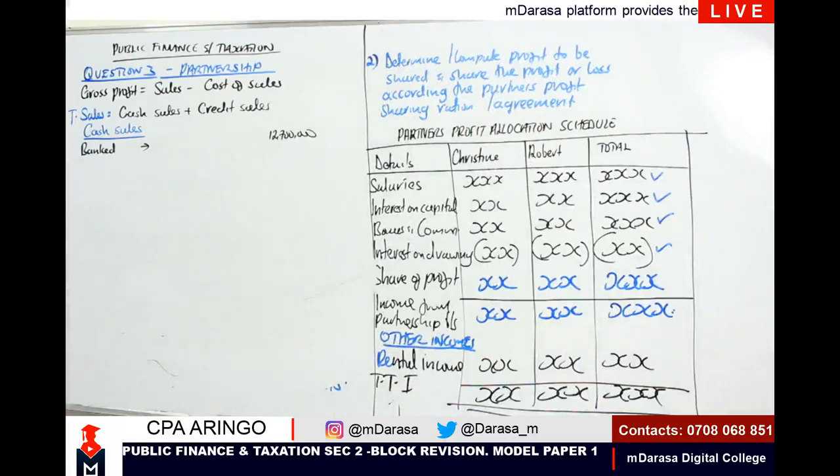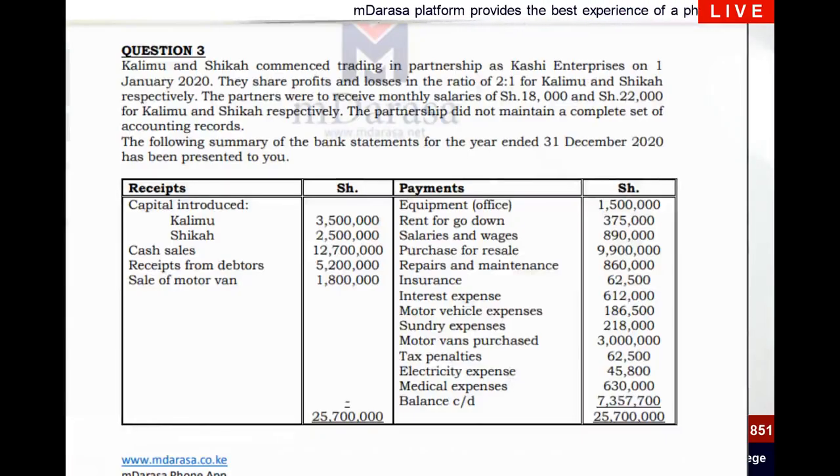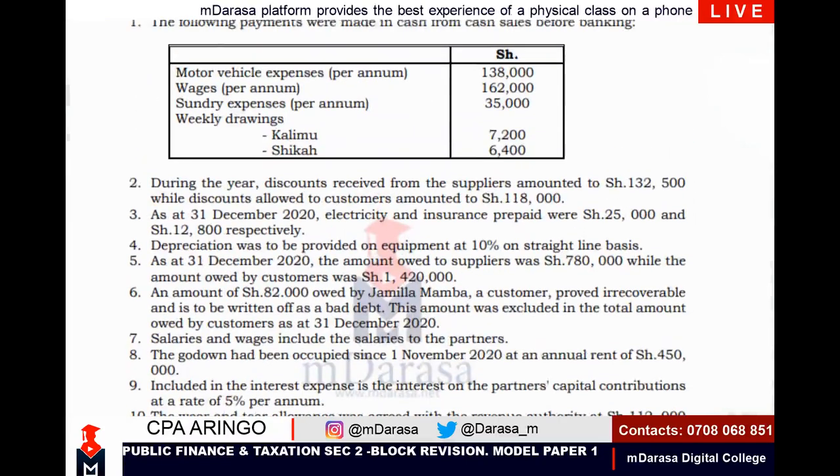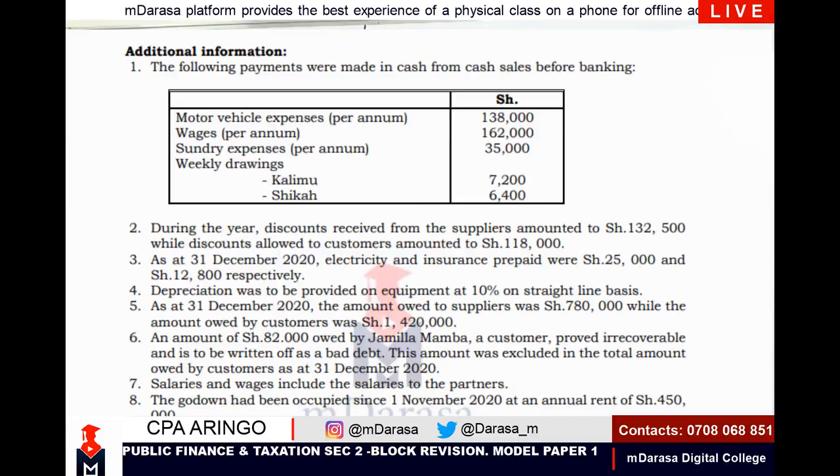Look at this additional information note one. What were we told? We are told that the following payments were made in cash from cash sales before banking. So these, yes, were the cash sales, but you never banked them. Whatever we've recorded are the cash sales which were banked. So how much was cash sales that were not banked?